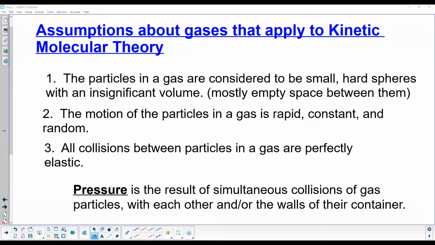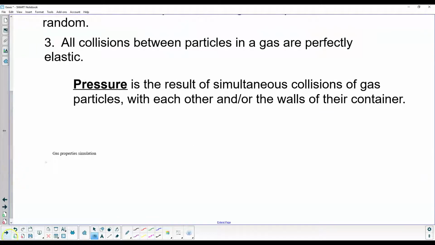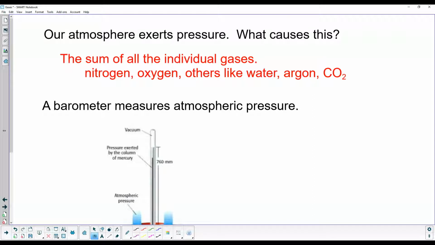What you need to be aware of though is that pressure is the result of simultaneous collisions of gas particles, either with each other or with the walls of their container. As they're pushing out on these things, they exert pressure, this force. And so our atmosphere exerts pressure. You've heard of atmospheric pressure. What causes this is all of the gas particles. It's just a column of air sitting on top of you, pushing down on you.